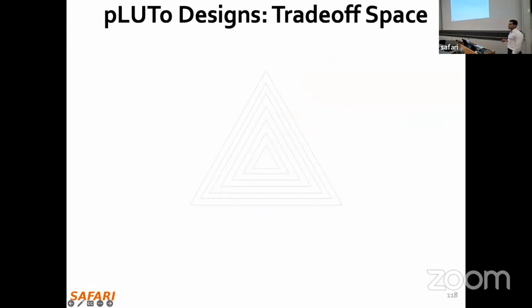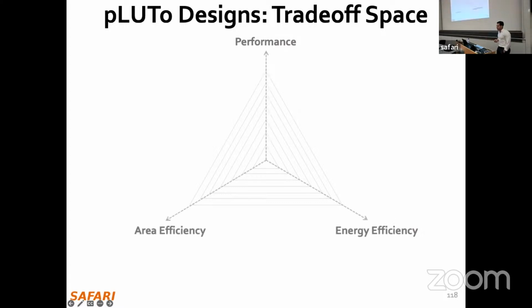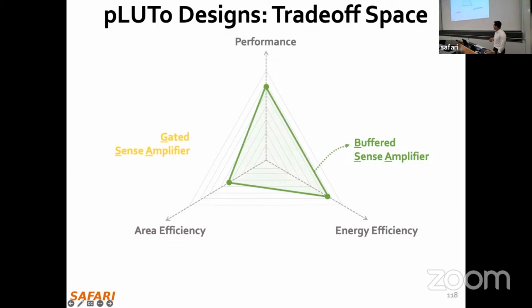So all of the three designs have different trade-offs, as I mentioned, in terms of performance, energy efficiency, and area efficiency. The first design, the buffer sense amplifier one, which uses those flip-flops, being the middle design, has middle performance, middle energy efficiency, and middle area efficiency, sitting in the middle between those three.